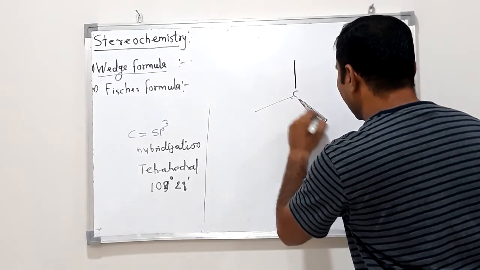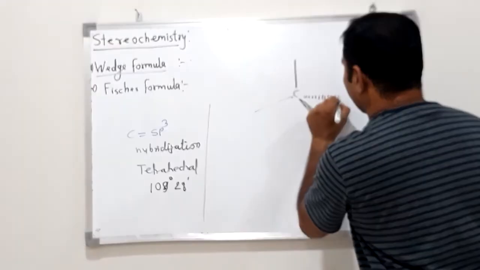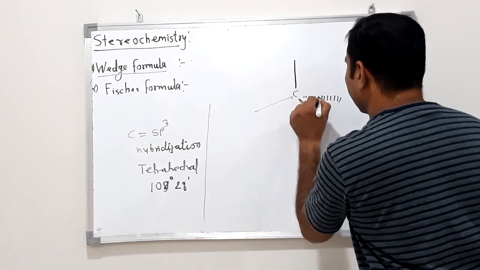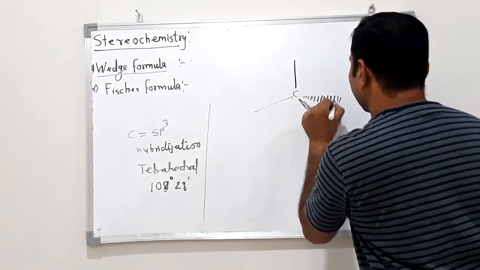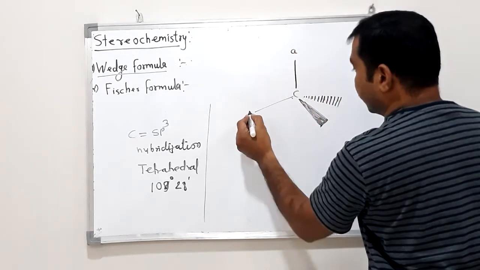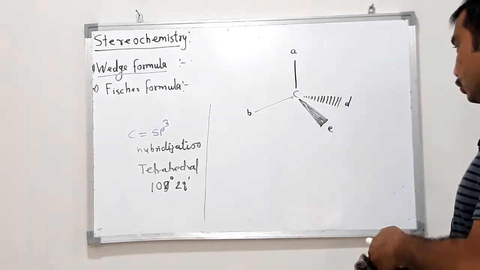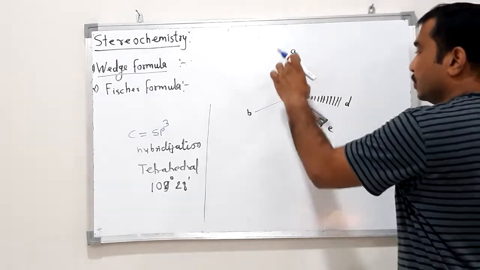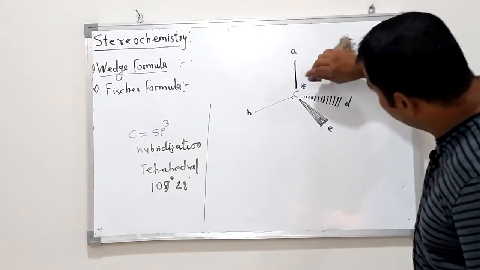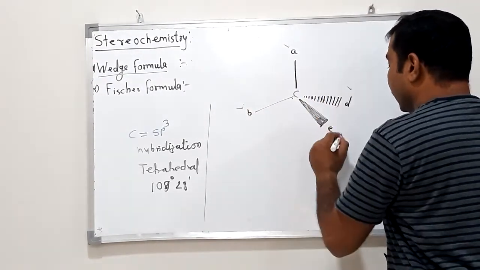And we know there is a special meaning for this bond like this. Suppose A, B, D and E are the 4 substituents, any atom or group of atoms attached to this carbon, and this carbon is known as a tetrahedral carbon. Okay, 4 substituents A, B, D and E.